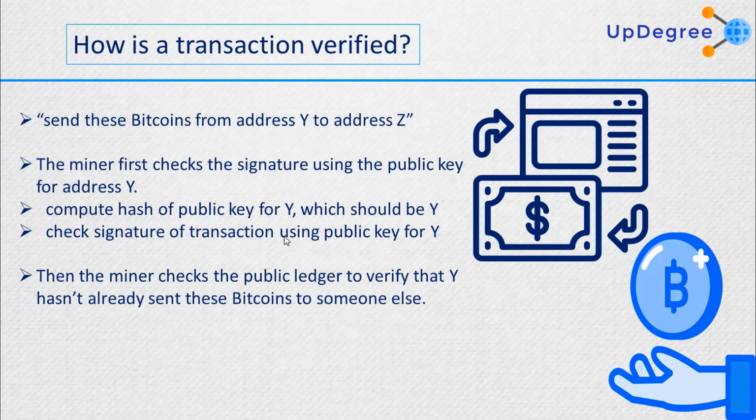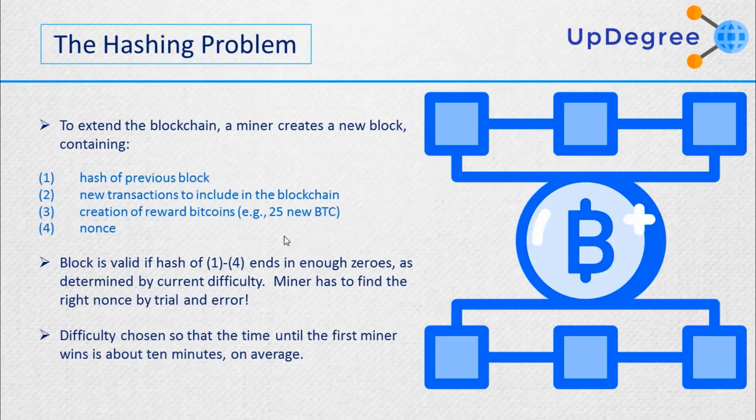First, the miner checks the signature using the public key. Second, he computes the hash of the public key. Then he checks the signature of the transaction. And finally, he verifies that Y hasn't already sent the Bitcoins to anyone else. So the hashing problem is important.